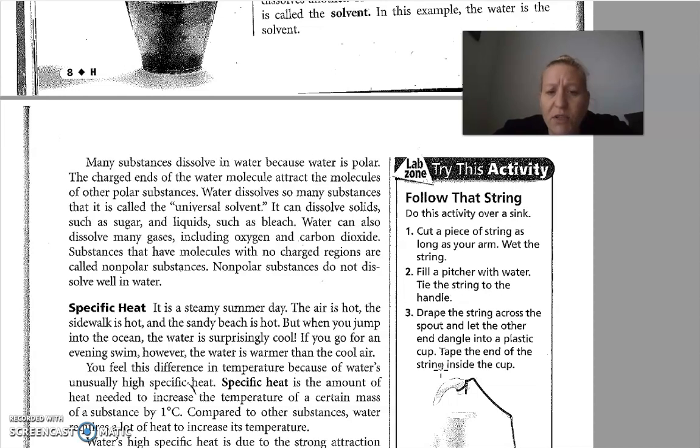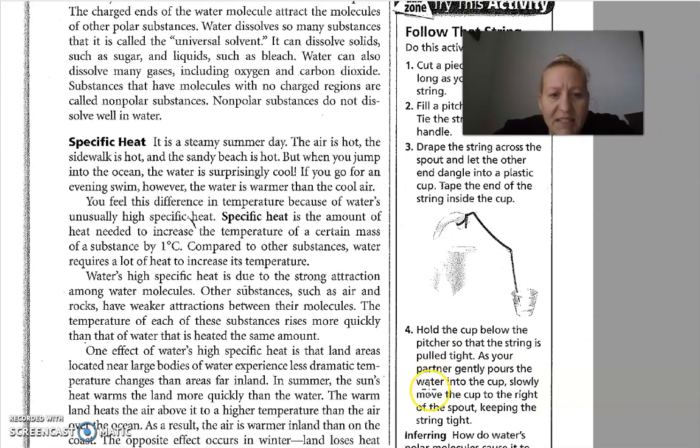Substances that have molecules with no charged regions are called nonpolar substances. Nonpolar substances do not dissolve well in water. Okay? Specific heat.